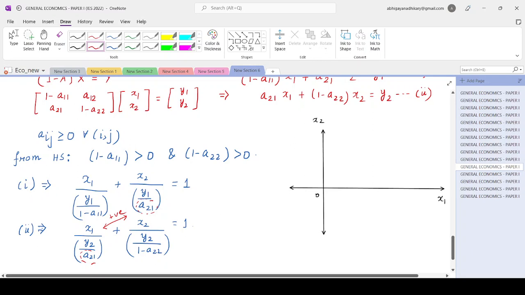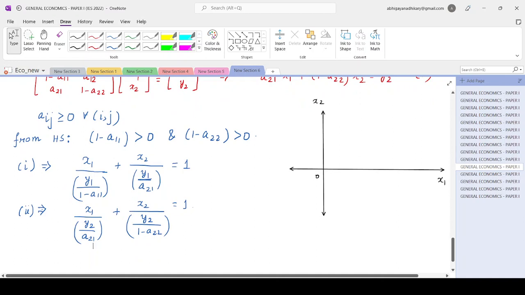Now comes this one, coming to the other intercepts. 1 minus a11 positive means this entire thing is actually positive. So y1 by 1 minus a11 is positive. So the x-intercept is positive and your y-intercept is also positive.